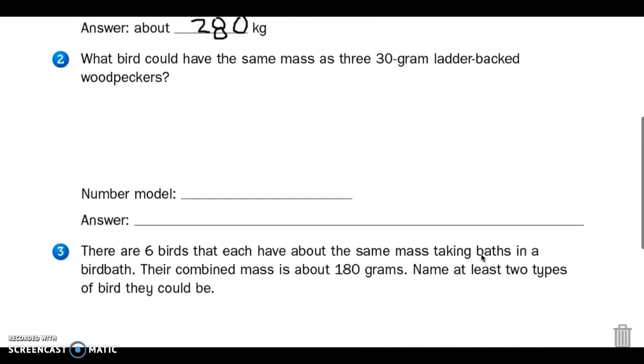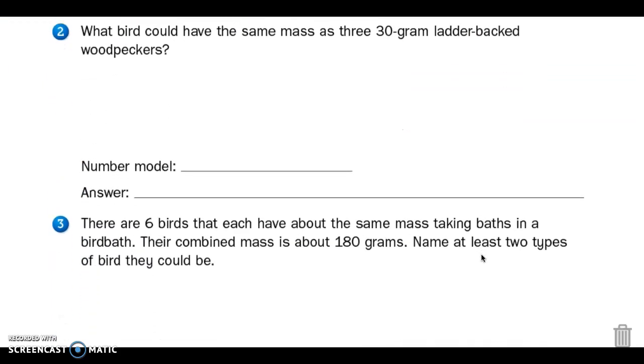Amazing. Okay, number 2, numero dos. What bird could have the same mass as 3 30-gram ladder-backed woodpeckers? Oh boy, I don't know about you, but I might have to reread that a second time to figure out what they're asking me, so let's make sense of this problem. So what bird? Okay, so down here we know our answer is going to be a type of bird. So we're going to have to look back in our journal, or our past journal pages once we figure out our answer. Could have the same mass as 3.